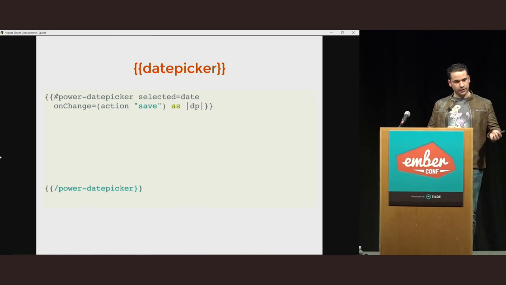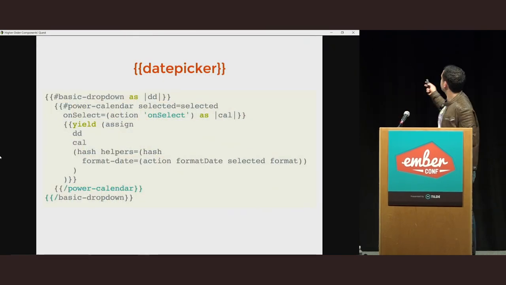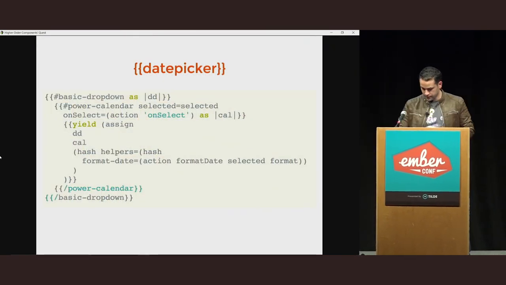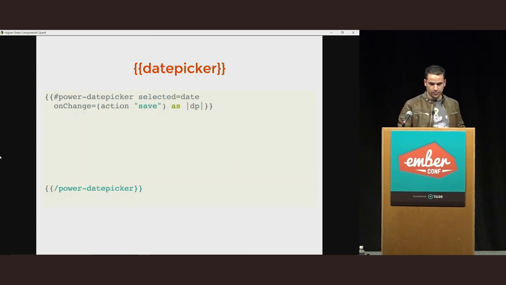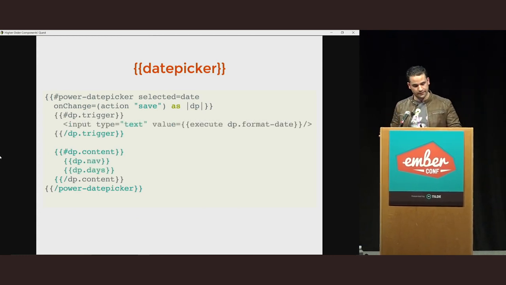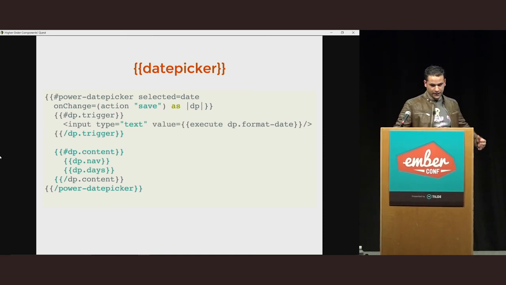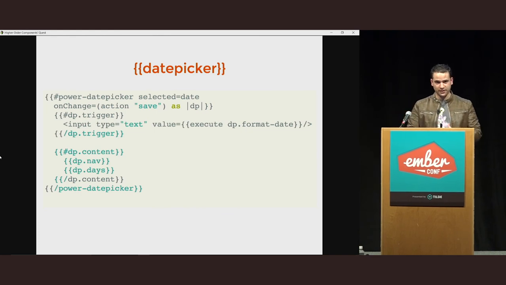And how do we use it? Now we have the Power Date Picker, which is the thing we saw before. We passed the date and the change action, which, if we remember, were passed to the right thing inside. So from the outside, it looks like a single component. It behaves both as a dropdown, so it has trigger and content, but also as a calendar. So you have day, navigation, and days all together. We have merged two components and created something that didn't exist before.